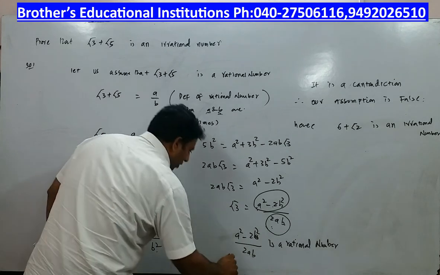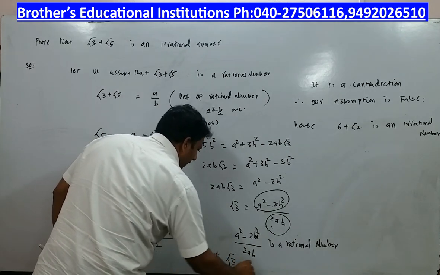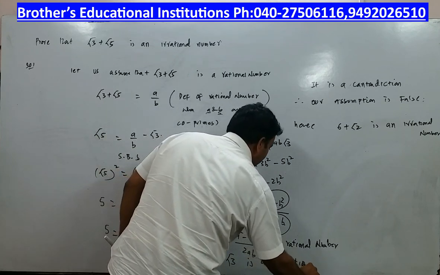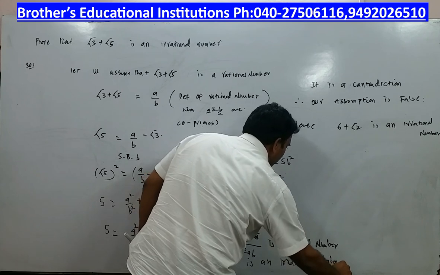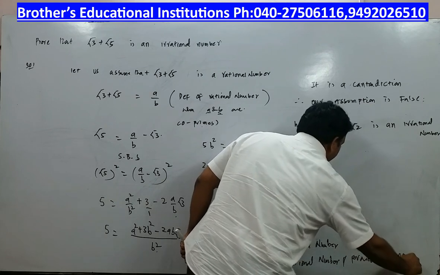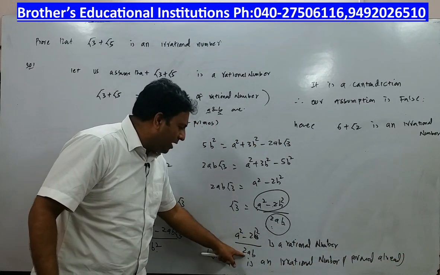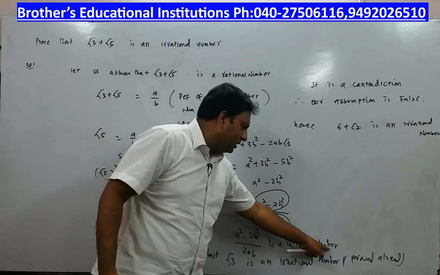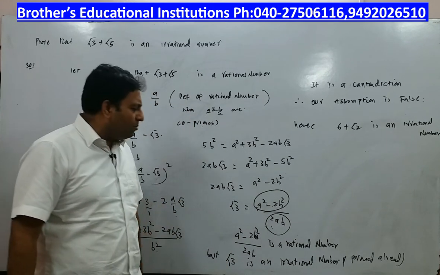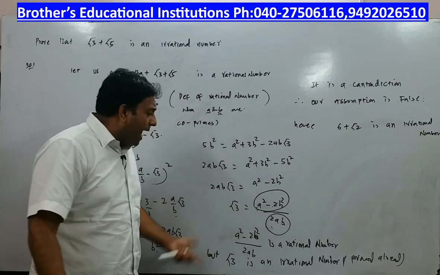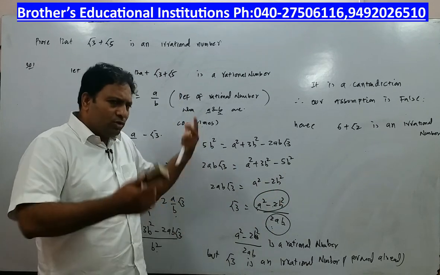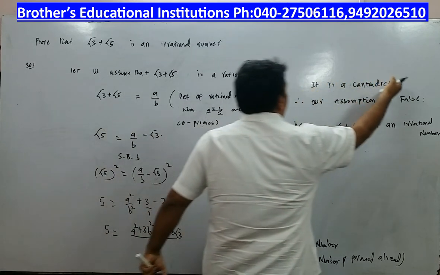But what is root 3? Root 3 is an irrational number, and in the brackets you can write proved already. Right? So I tell you again, a square minus 2b square by 2ab is in the form of p by q. It is a rational number. What is root 3? Root 3 is an irrational number, which is proved already. Left hand side you have got an irrational number. Right hand side you have got a rational number. How can an irrational number be equal to a rational number? A rational number cannot be equal to an irrational number. So it is a contradiction. That's what I write. It's a contradiction.